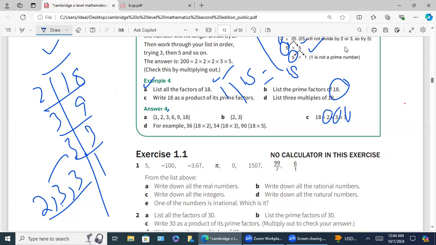Then we have D. For example, list the multiples of 18. We can list many multiples of 18, but some multiples of 18 are written here: 18 itself, then 36, 54, 90, and so many more multiples of 18. You can list some multiples of 18.